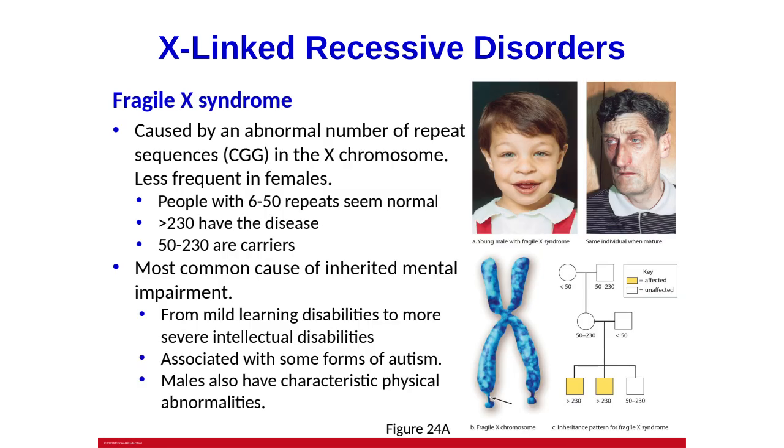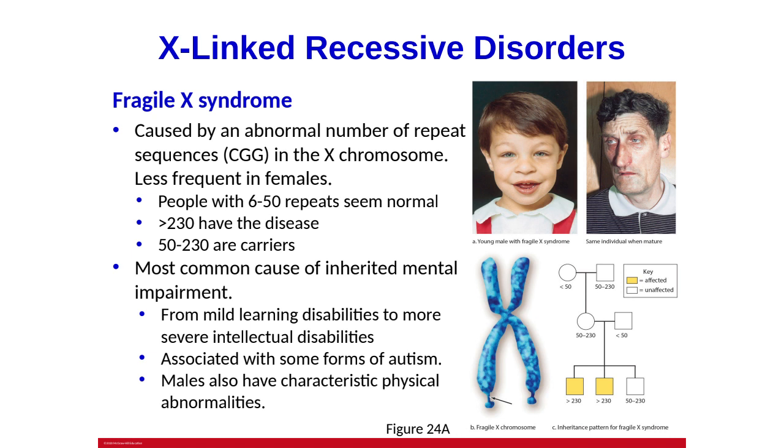Here's another X-linked recessive disorder. It's called Fragile X syndrome. It's caused by an abnormal number of repeat sequences of cytosine guanine in the X chromosome. So we haven't really talked about this, but there are some diseases in which we have repeated sequences, typically triplets like this, over and over again. And this is actually the case in Huntington disease, which we talked about earlier.